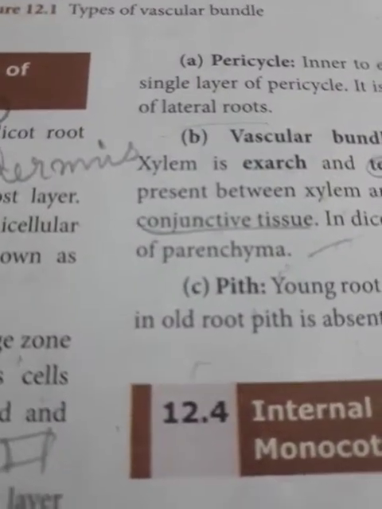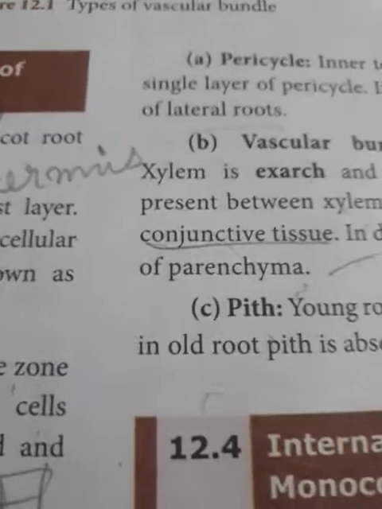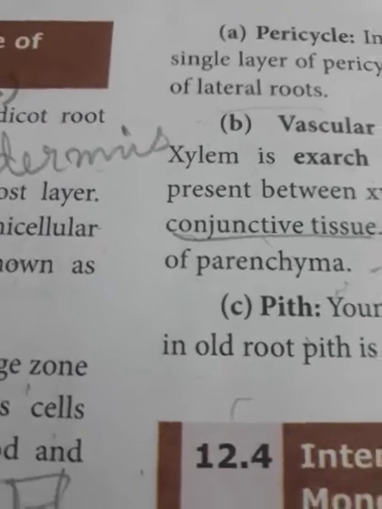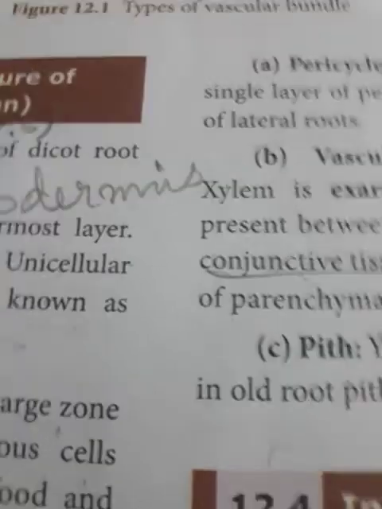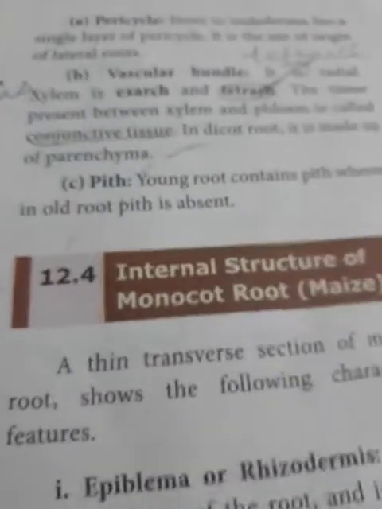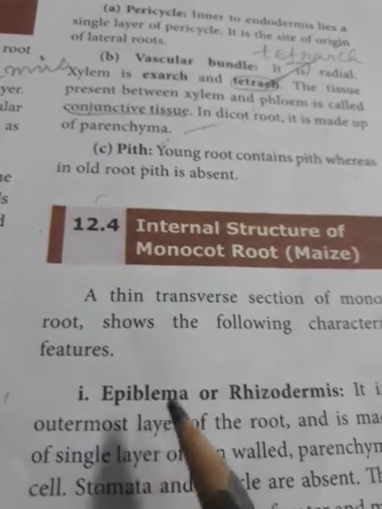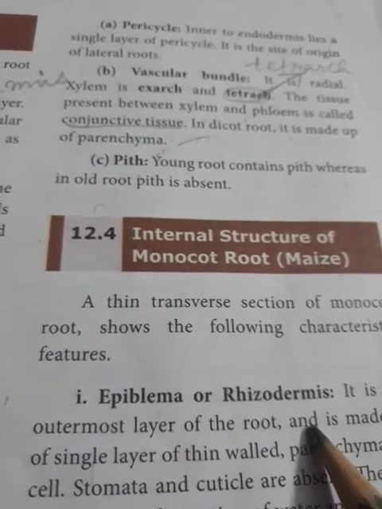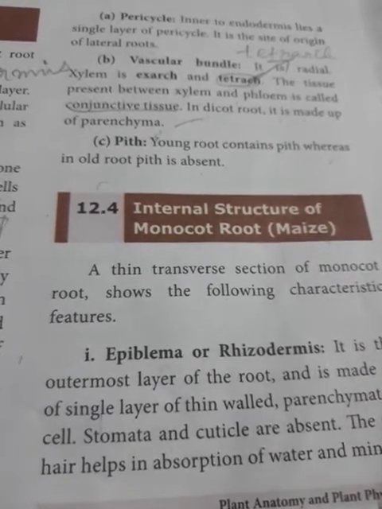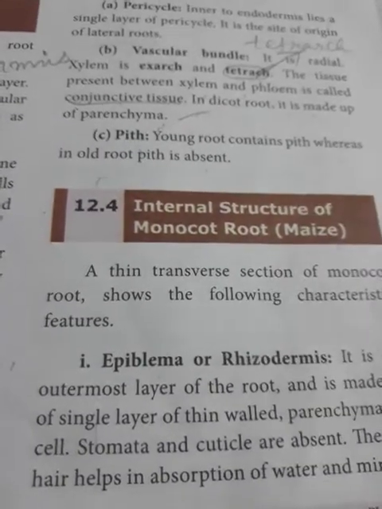Now next part, if I go to the monocot root, again the same thing we will be discussing. So the first 3 parts will be the same. So if you study dicot root, that one you can write for monocot root also. No difference is there. Only the stele part will be different. So the thin transverse section of monocot root shows the following characteristic features. First one is called epiblema or rhizodermis, also called piliferous layer. Second part is called the cortex. Third part is called the endodermis. Fourth part is called the stele.